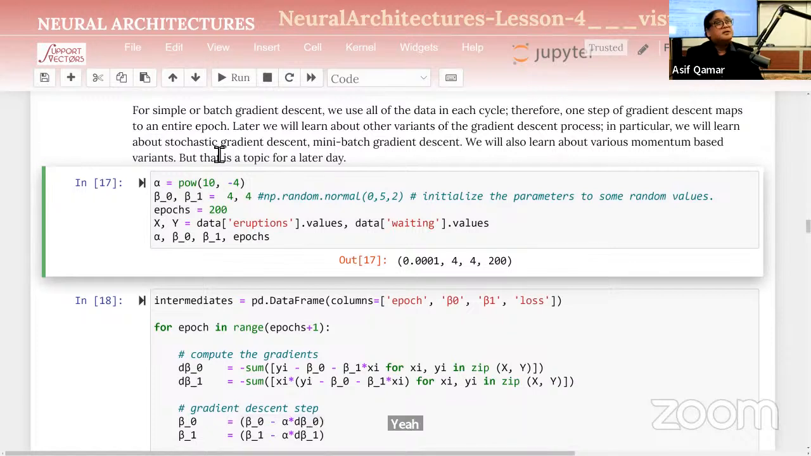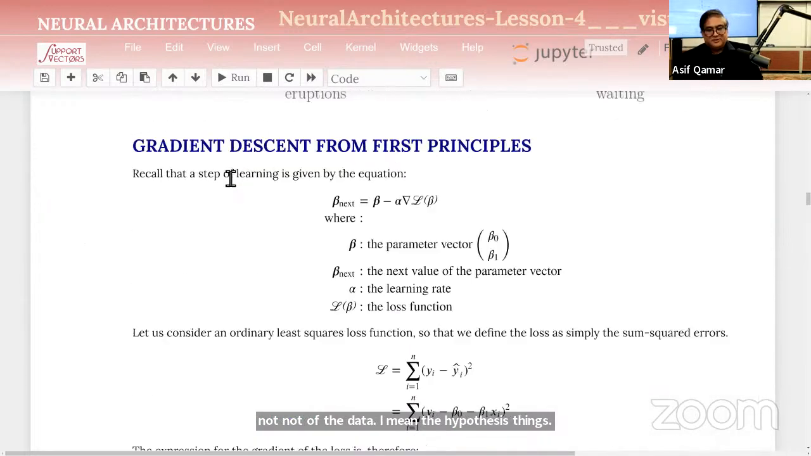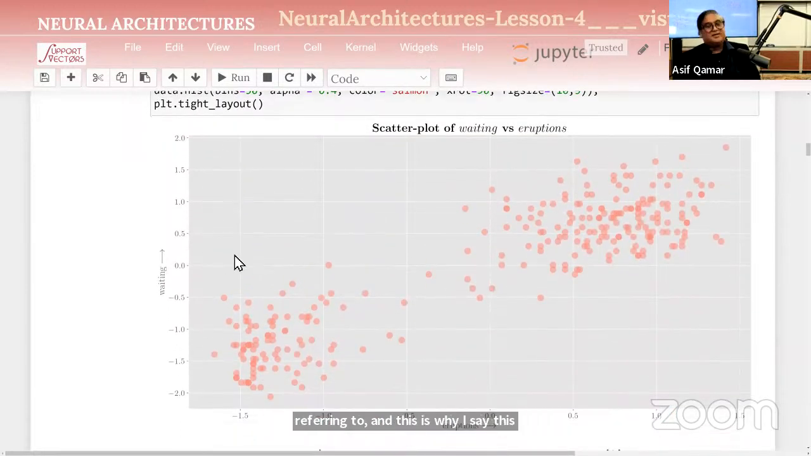Negative value is the graph. Positive image where the data is there. It all shows the positive values. Well, no, remember, this is not of the data. I'm in the hypothesis space. You are right, that data that you are referring to, and this is why I say distinguish between hypothesis and data. This is the data space.